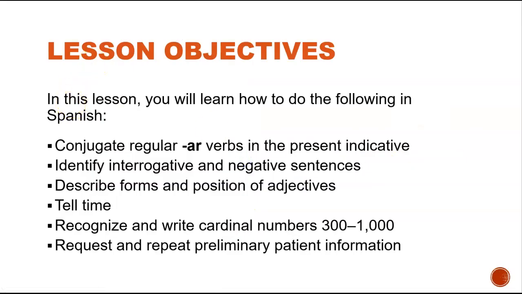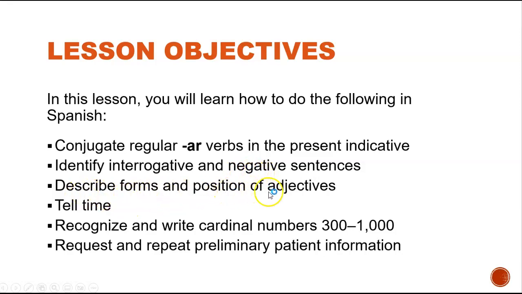What are we going to learn in this lesson? Our lesson objectives are the following. In Spanish, we're going to learn how to conjugate regular AR verbs in the present indicative. So everything we do is really the present tense. So don't worry about that word indicative. It's really just the present tense. Identify interrogative and negative sentences. So we'll be able to ask questions and respond to them using affirmative and negative responses.